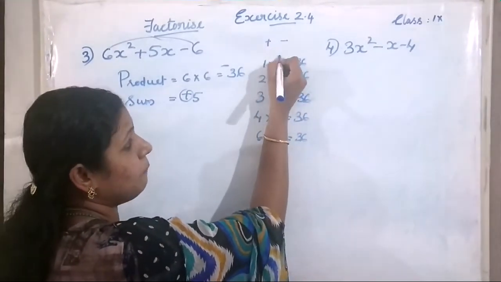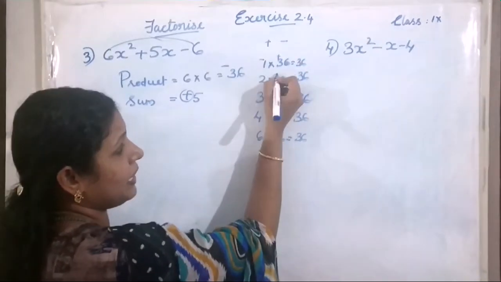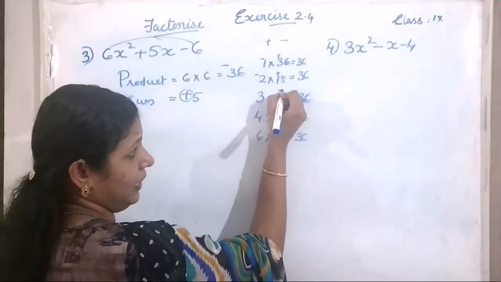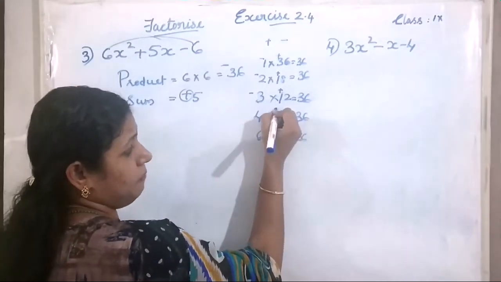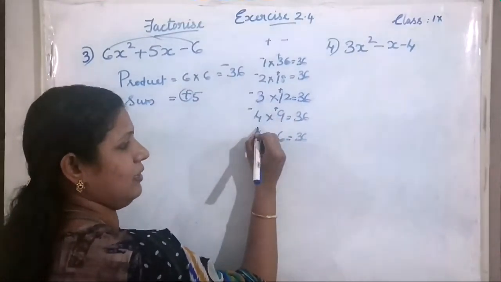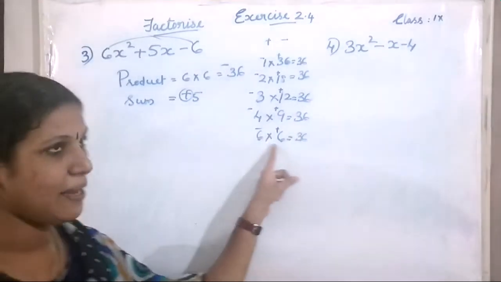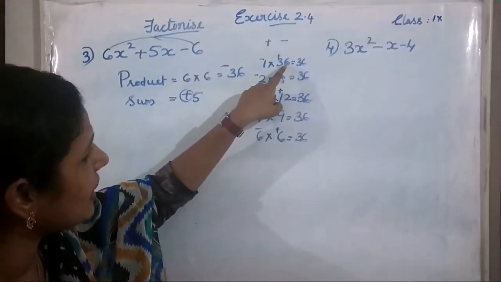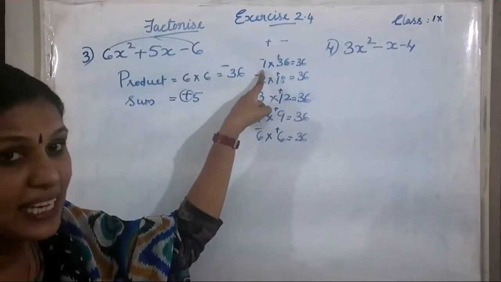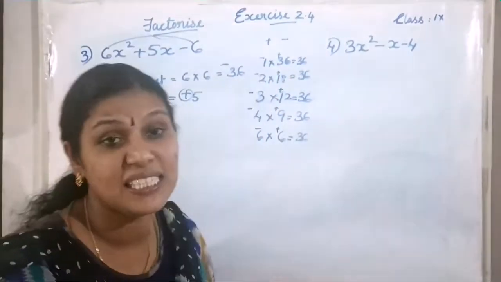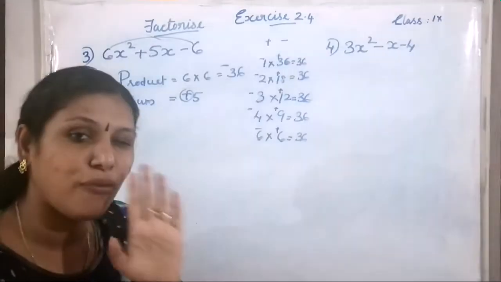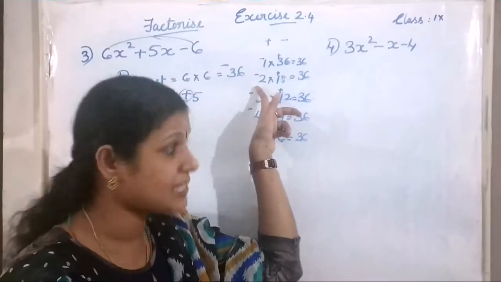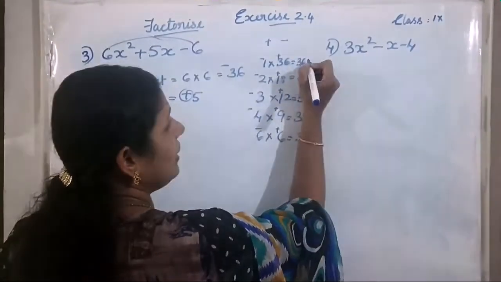Here the bigger number sign is plus and here minus. Here you can use any because the same numbers are here. So the next is we add: plus 36 minus 1, the answer is 35. It's not possible, we need only 5. Here 18 minus 2 is 16, so that's not possible.